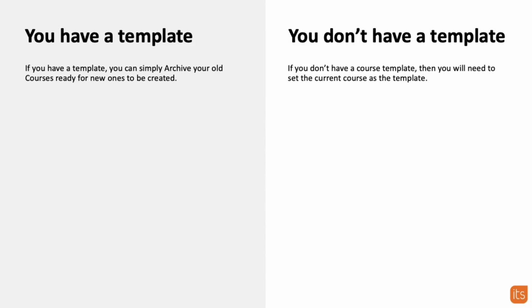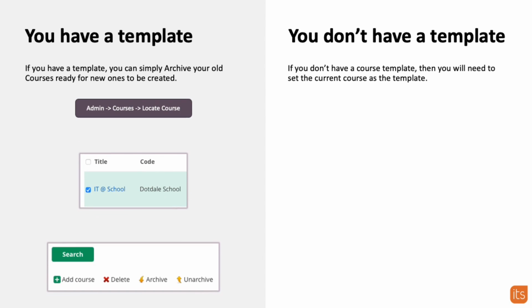If we have a template, we can simply archive our old courses ready for the new ones to be created, and it becomes a lot easier. So to do this, we click on Admin on the top menu bar, we click on Courses, and then we find the course that we want to archive.